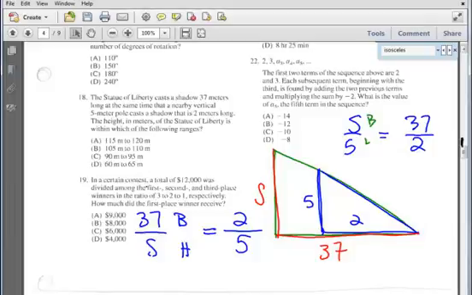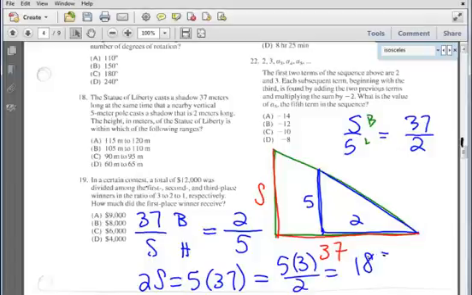And then you guys know what to do. You cross multiply, right? Yes, you end up with 2S equals 5 times 37, whatever that is. And then you're going to go ahead and divide 2 on both sides. And 5 times 37, I don't know what that is right off the top of my head, but you're going to end up with, what is it? 185 over 2, which is 185 over 2. And that will be your final answer.